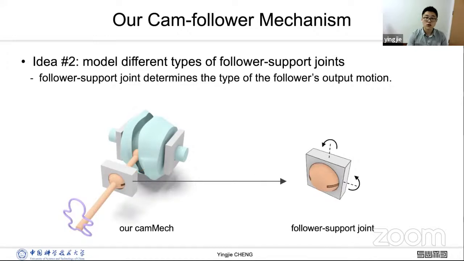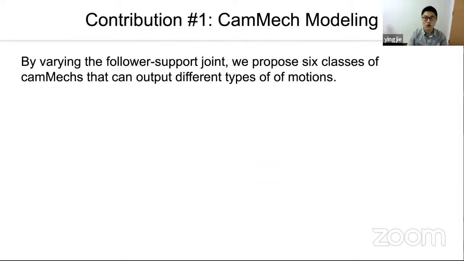We also model different types of follower support joint to support different types of output motion. This is because the follower support joint determines the type of the follower's output motion. In this example, the follower support joint is a modified ball joint. Hence, the follower can output 2 degrees of freedom rotational motion. By changing the follower support joint, we propose 6 classes of CamMechs that can output different types of motion.